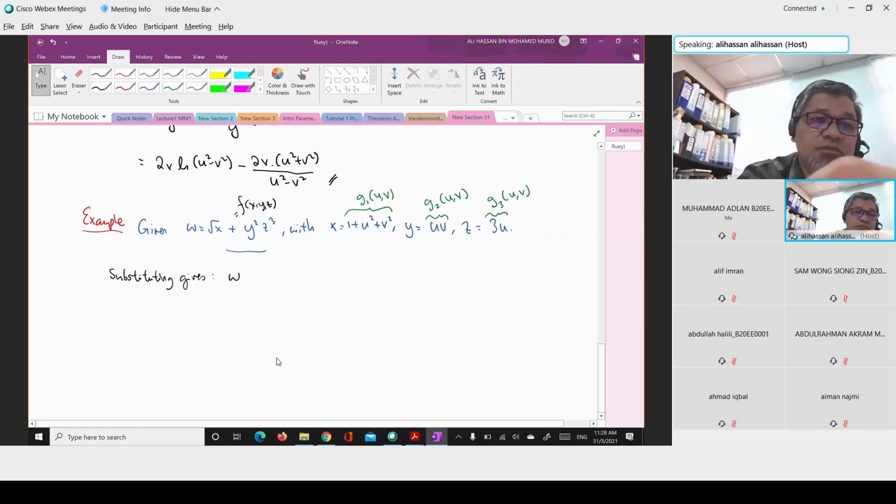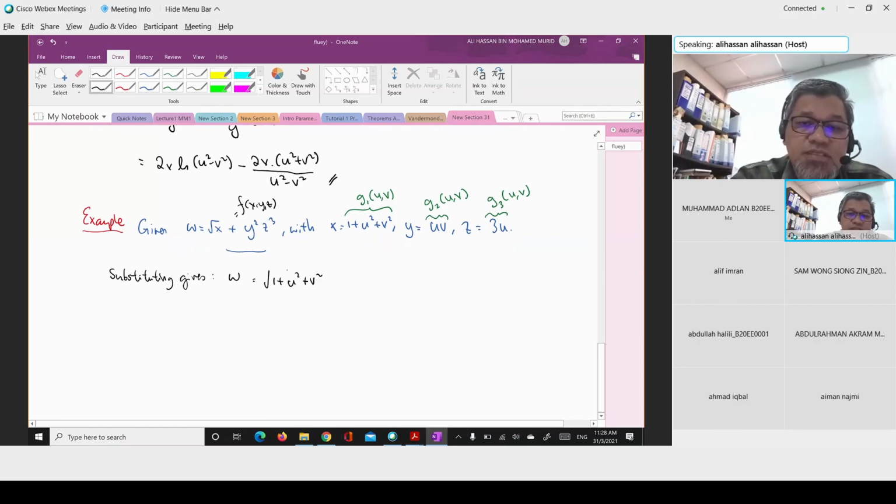So if we do the substitution, then we get w equals the square root of x, which is the square root of 1 plus u squared plus v squared, times y squared. What is y squared? And z cubed. z cubed is 3u cubed. So this is the same as u squared times u cubed, u to the power of 5, and then v squared. So you see, as a whole, w is a function of u and v.